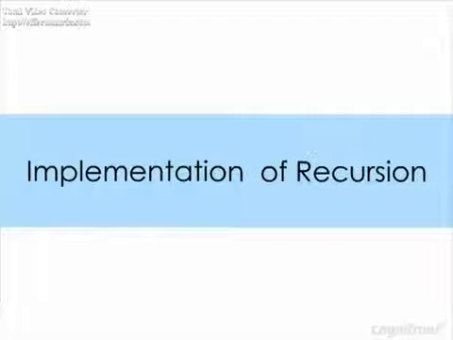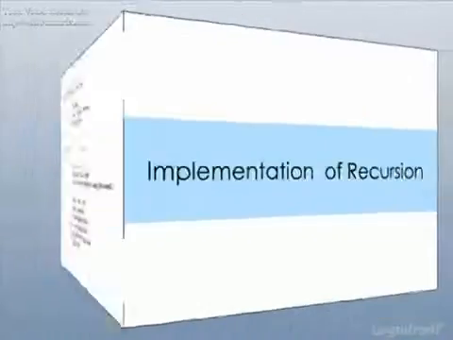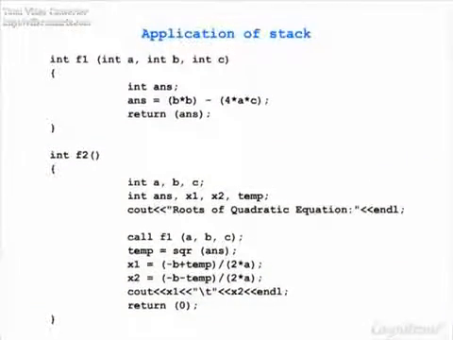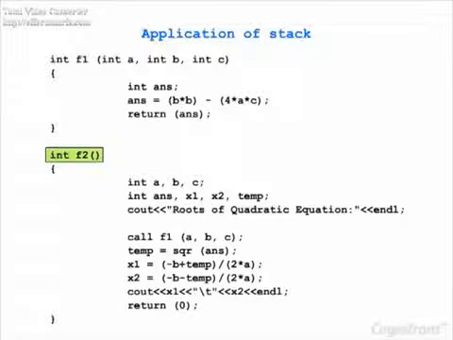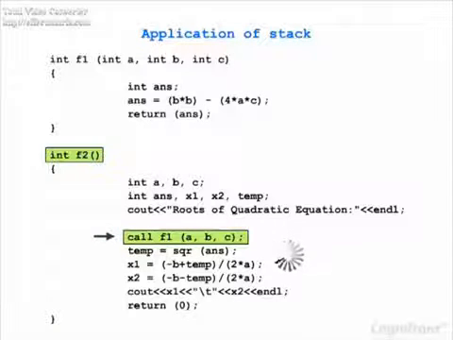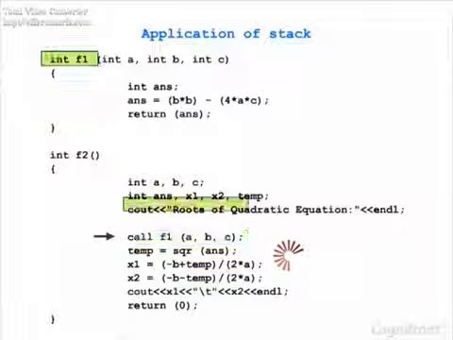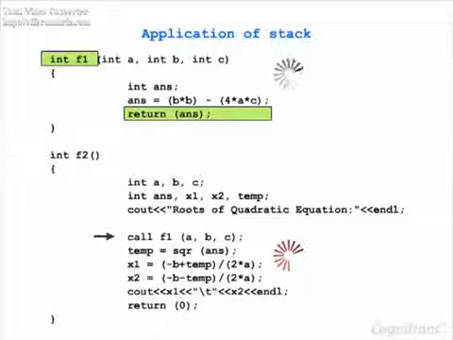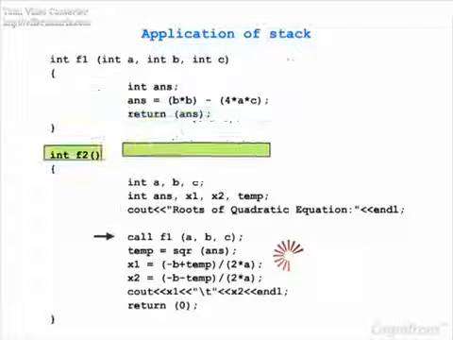So friends, you might wonder how recursion is managed by the operating system. This is a classic example of application of stacks. For that, consider the following example. Now can you tell me what happens when function f2 calls function f1? So here the computer stops executing function f2 and starts executing function f1. After the complete execution of function f1, it returns back to function f2.